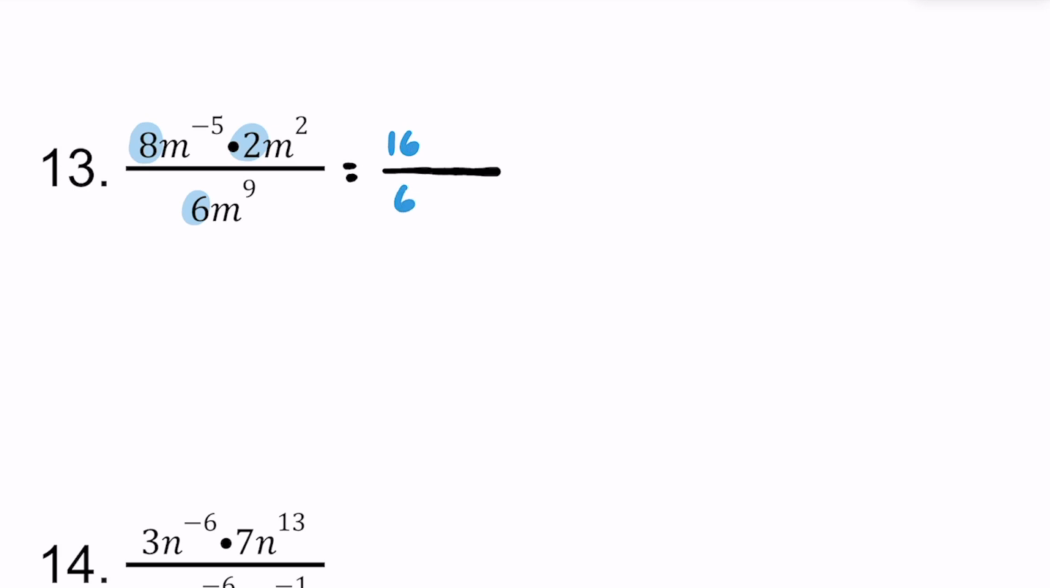And if we go ahead and go on to these variables, we have m to the negative 5th power times m to the 2nd power. So let's go ahead and use our product property. So we have negative 5 plus 2. We're going to add these exponents. Negative 5 plus 2 is negative 3. So I'm going to go ahead and write this is going to be m to the negative 3rd power. Okay. On the bottom, we have m to the 9th. Nothing to do with that just yet. So I'm going to leave that as m to the 9th power.